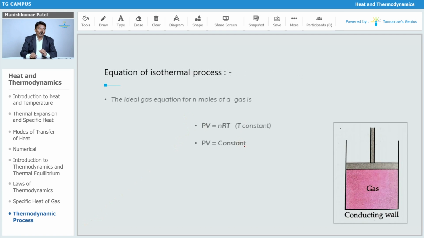So you have to make the wall of this system conducting, so that there is an exchange of heat with the surroundings, which will make sure that the temperature remains constant. That is nothing but your isothermal process. Obviously in that, the pressure is inversely proportional to volume, and PV equals constant. Again, this is also a very slow process. So this isothermal process is also a very slow process.